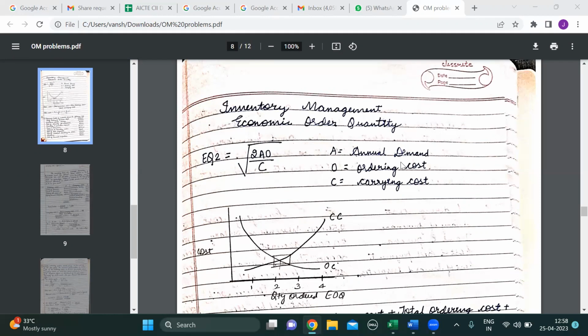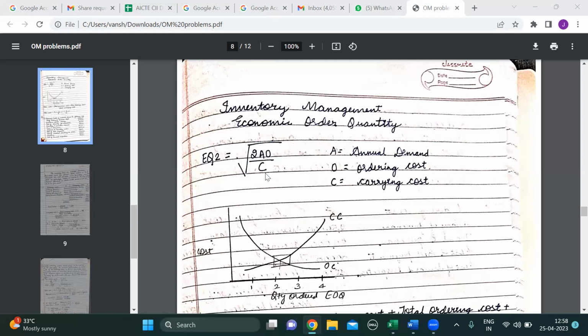place every time. And once that inventory is over, you can place another order. So it tells you the economic quantity that you need to maintain with you so that your cost is minimum. So while calculating EOQ, the formula used is square root of 2AO divided by C, in which A is the annual demand, O is the ordering cost, and C is the carrying cost.